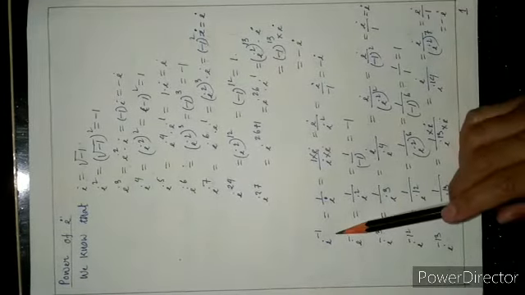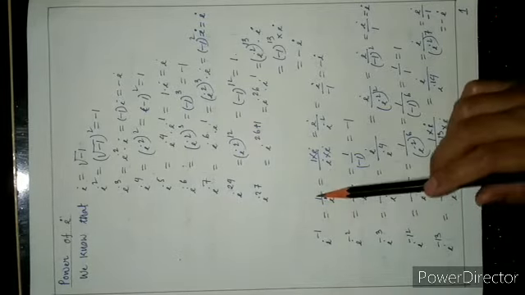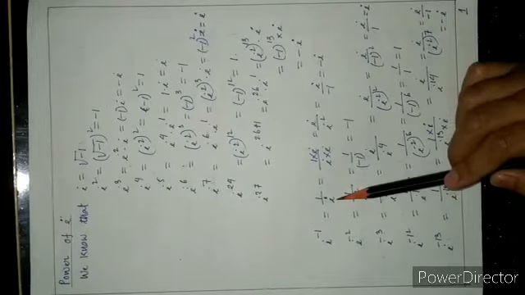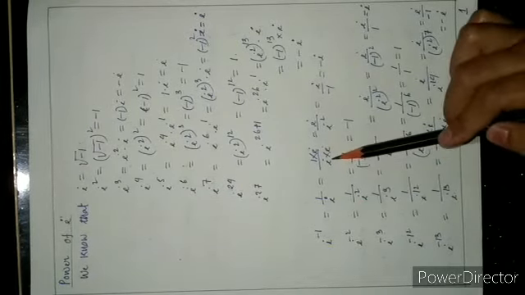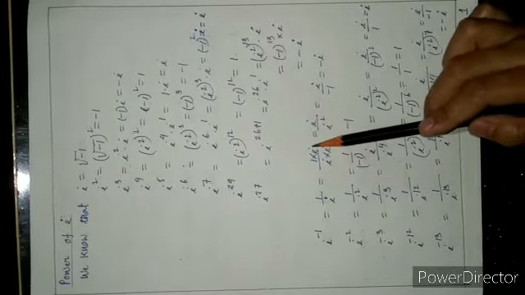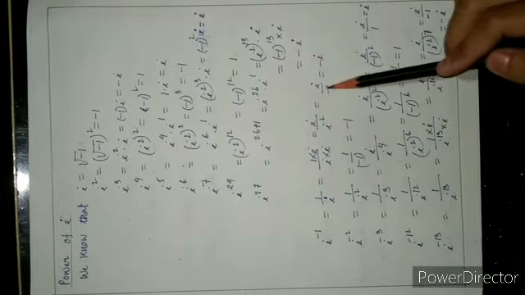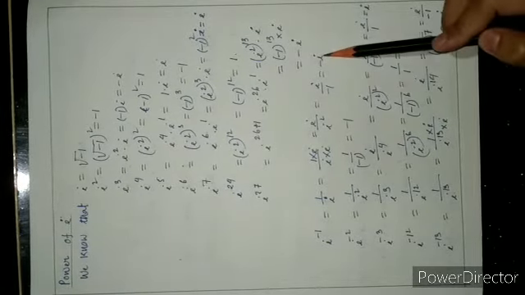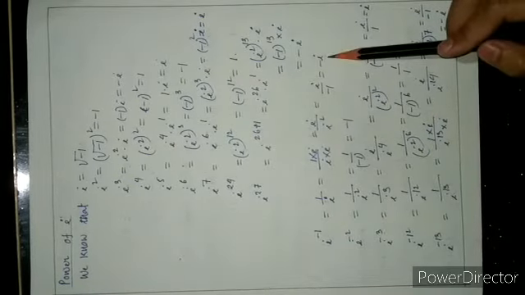Next, negative powers of i. Let's start with i to the power minus 1. Minus means inverse, so it can be expressed as 1 by i. Since the power is an odd number, we should multiply the denominator and numerator by another i. i divided by i into i, that is i divided by i square, and i divided by minus 1 is equal to minus i. So i to the power minus 1 is equal to minus i.